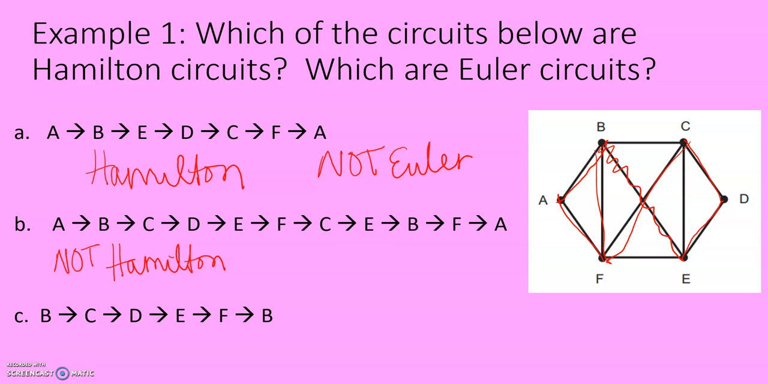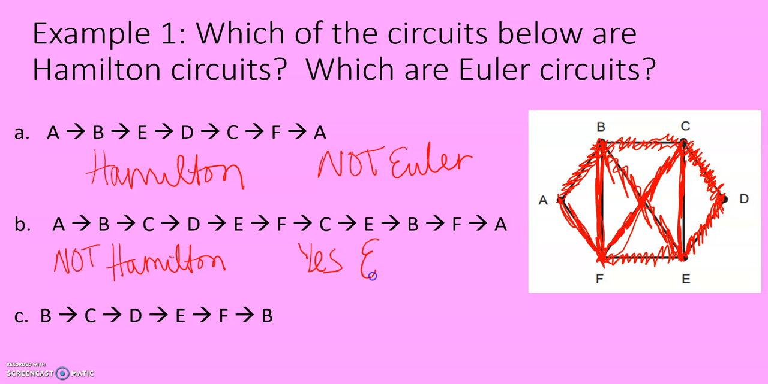We can check to see if it's an Euler circuit to see if we use each edge. So we go from A to B, B to C, C to D, D to E, E to F, F to C, C to E, E to B, B to F, and F to A. We did use every edge one time. Yes, it's an Euler circuit.